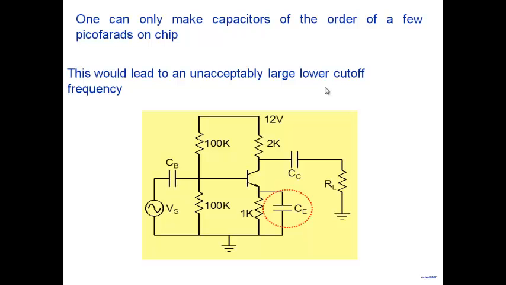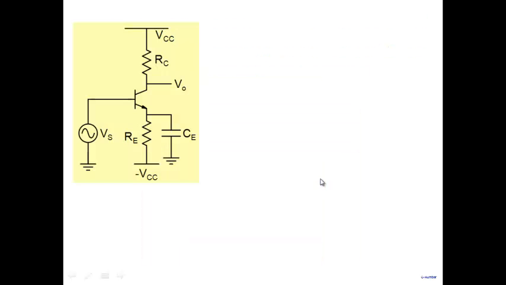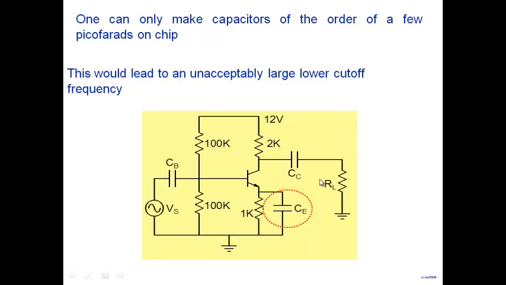So the issue is, if you want to implement the entire amplifier on an IC, on a piece of silicon, you have to get rid of these capacitors. You can't make them. So let's look at a solution where we eliminate some of the capacitors. Here we required CB, CC, and CE. We require all these three.